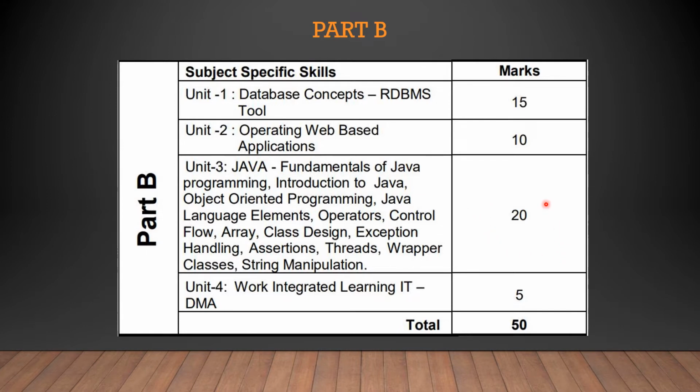It is a very important chapter. We will be covering this chapter very soon. Then is unit 4, work integrated learning, IT DMA. So it is of 5 marks and the total of subject specific skills is 50 marks. So 50 marks of subject specific skills and 10 marks of employability skills. So the total for theory is 60 marks.